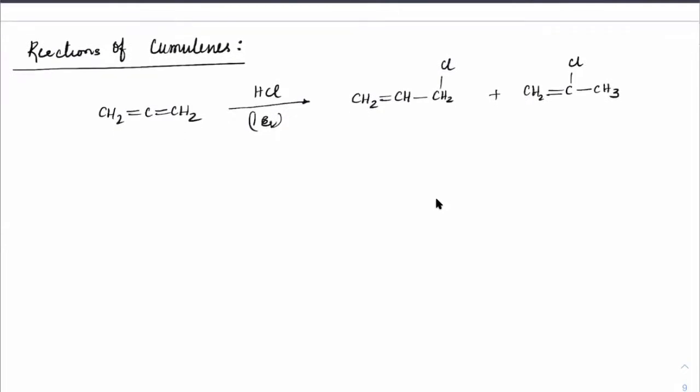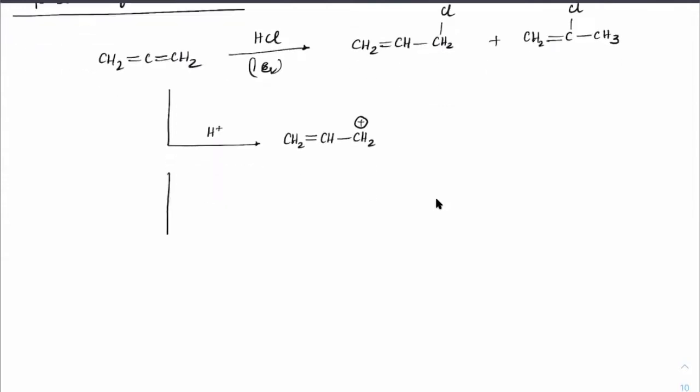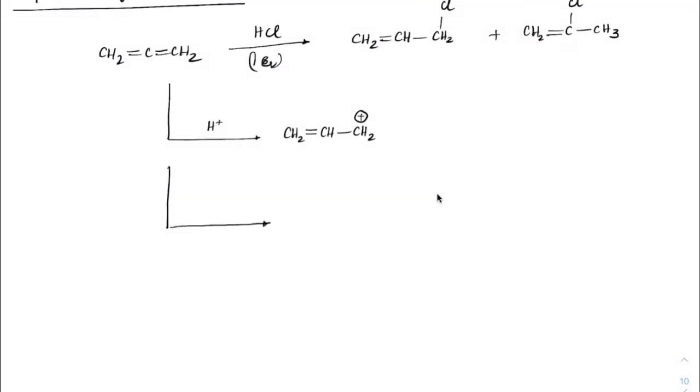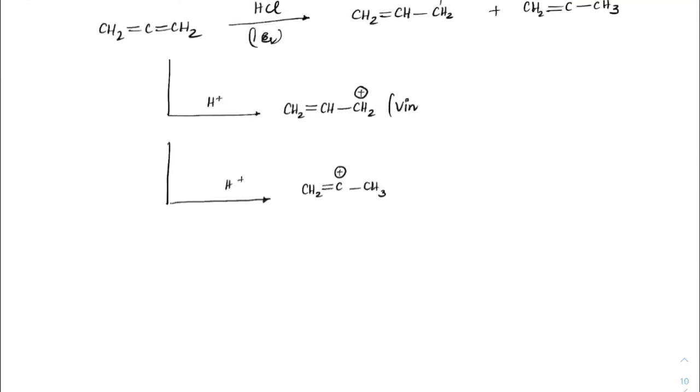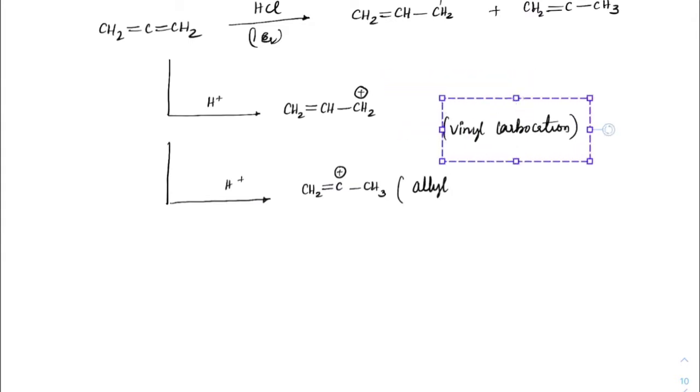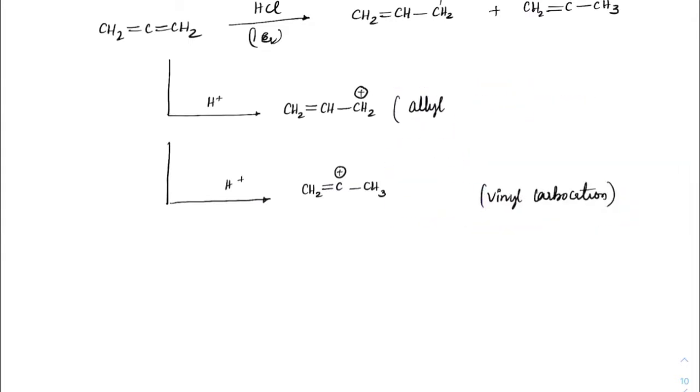Now, how does the route take place? One route is, first on H plus addition, we will get CH2 double bond C, H added up here, and CH2 plus. This is what is formed. The second route is CH2 double bond C plus CH3. This is what is happening. The first one which we have written is the vinyl carbocation, and the second one which is formed is this one, the vinyl carbocation, and this is the allyl carbocation.